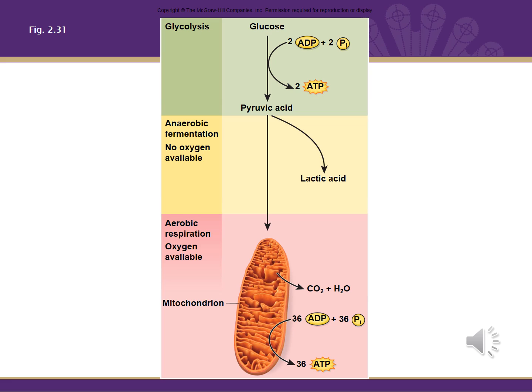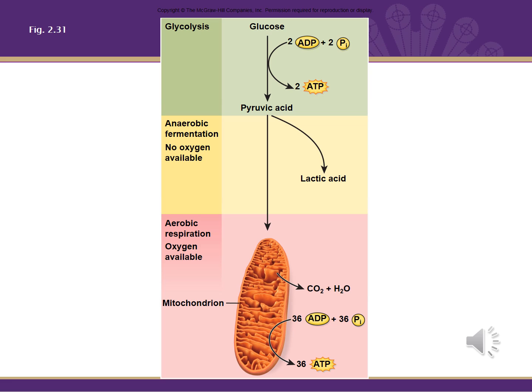This diagram illustrates glycolysis as well as anaerobic fermentation and aerobic respiration. Glycolysis is the first step in ATP production. Glucose is used by a cell to add 2 phosphate groups to 2 molecules of adenosine diphosphate, or ADP. Each molecule of ADP receives a phosphate. As a result of these steps, glucose is converted into pyruvic acid. What happens to pyruvic acid will depend on whether oxygen is available or not.